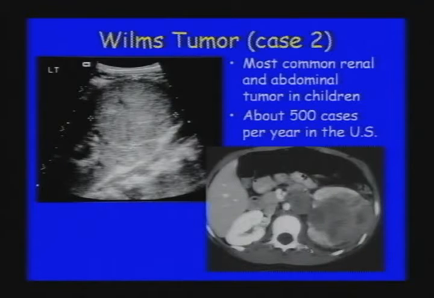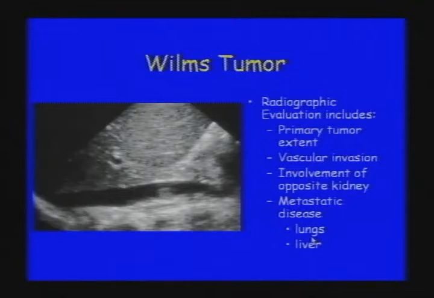Wilms tumor, which this is case 2, is the most common renal and abdominal tumor in children. That being said, there are only about 500 cases in the United States that are newly diagnosed each year. So the places that you've been at in training in academic centers, you're getting a very skewed view of the number of Wilms tumors that are out there. It's usually a hyperechoic mass on ultrasound and a hypodense mass on contrast-enhanced CT, and you can see the normal renal parenchyma here, and you can see actually there's tumor involvement in lymph nodes adjacent to the kidney.